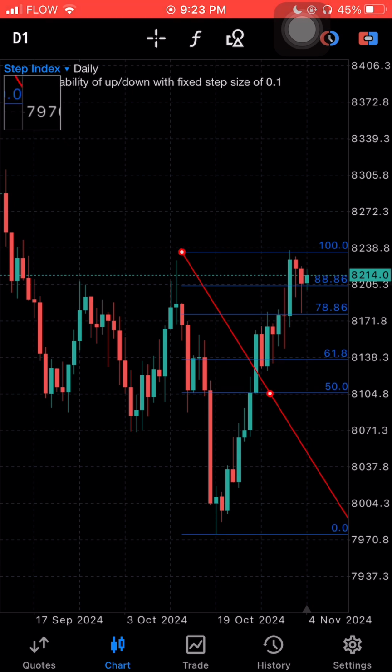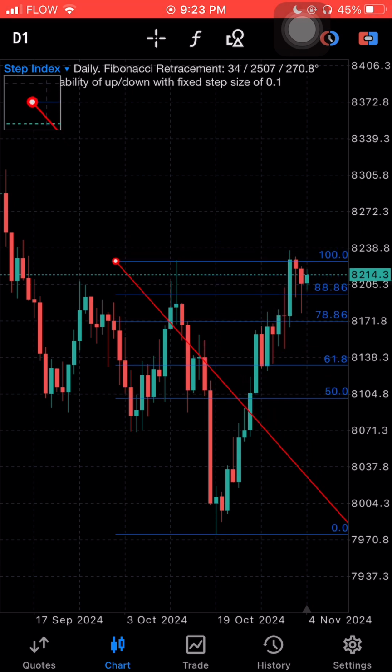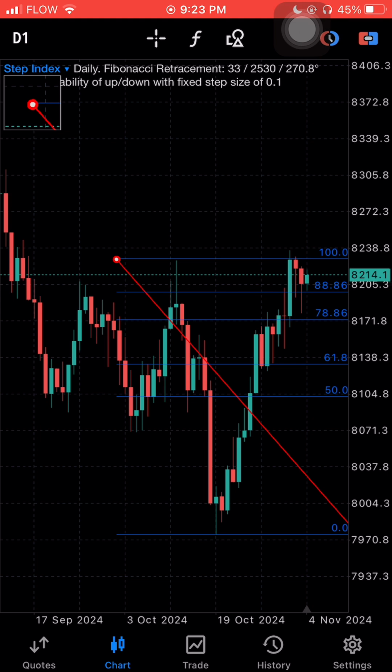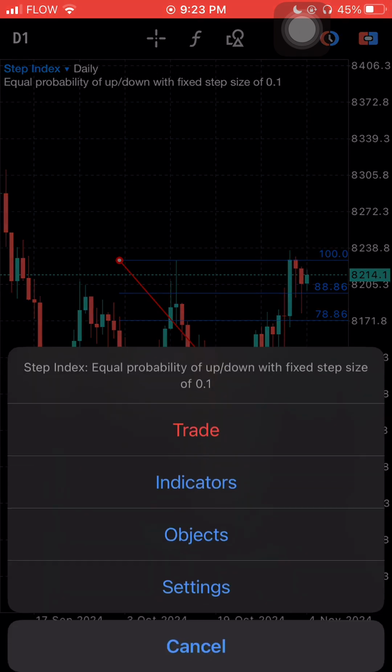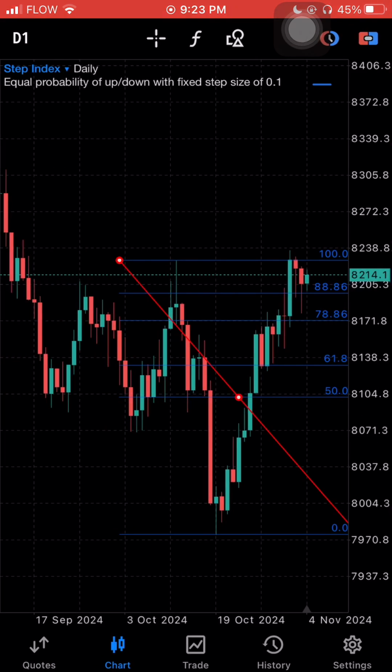This is the Fibonacci tool. We are looking at the market. It did a 100% retracement. So we're going to mark out the two main target areas, which are the 88% and the 100%.